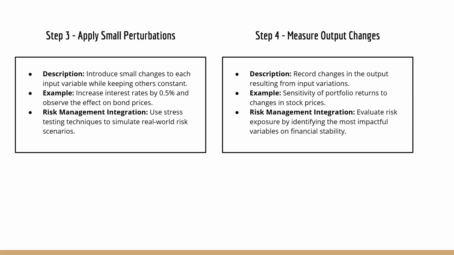As you run through step number 4, you want to evaluate risk exposure by identifying the most impactful variable on financial stability. Let's say you end up with 5 variables and you've stressed the model by making small changes in all 5 variables, and you recorded changes. You will be able now to determine which one of the 5 variables has the most impact on the financial stability of your company.